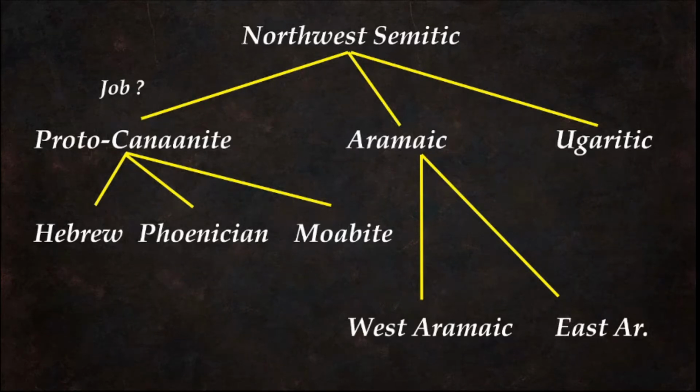And then as you see here, West Aramaic at the bottom and East Aramaic are later developments. And Daniel is not written in those dialects. It's written in the earlier form of Aramaic that puts it more on a par with regular biblical Hebrew.